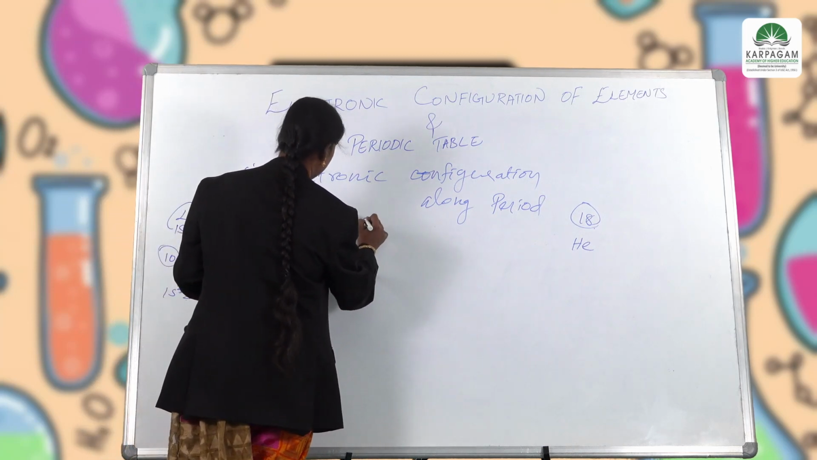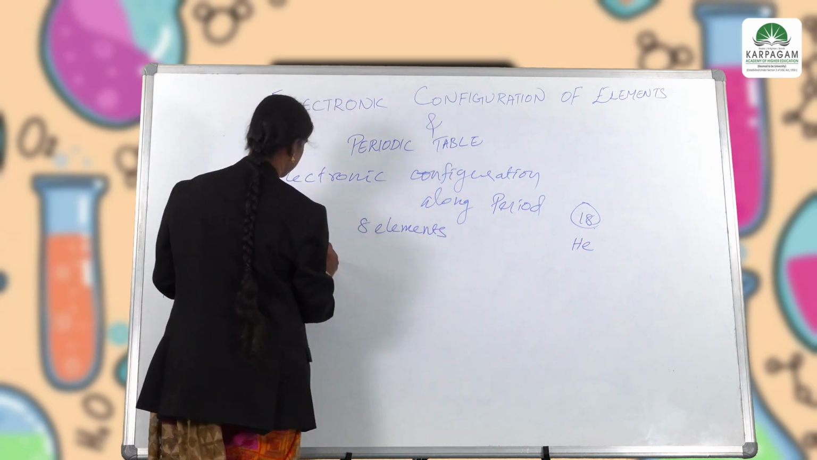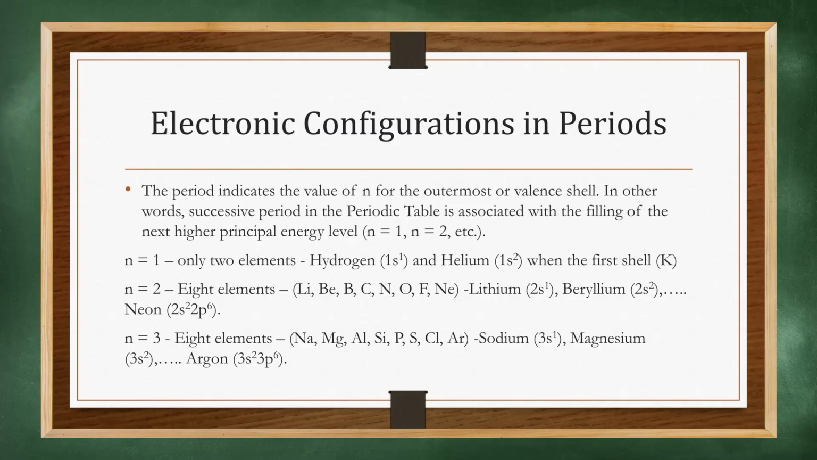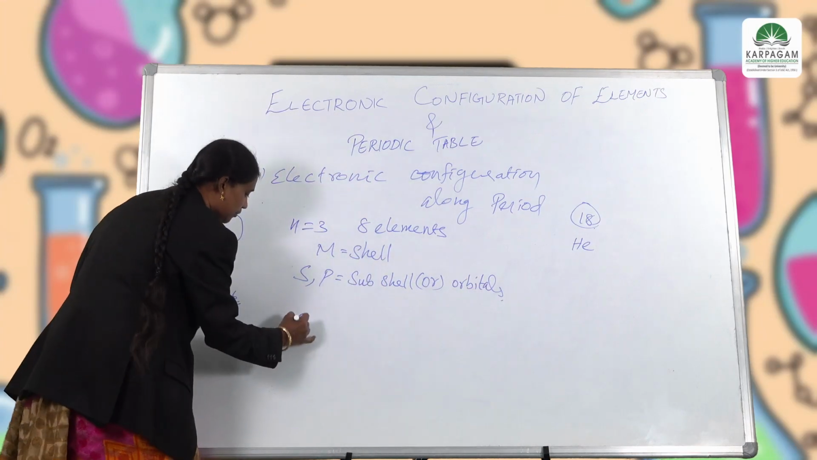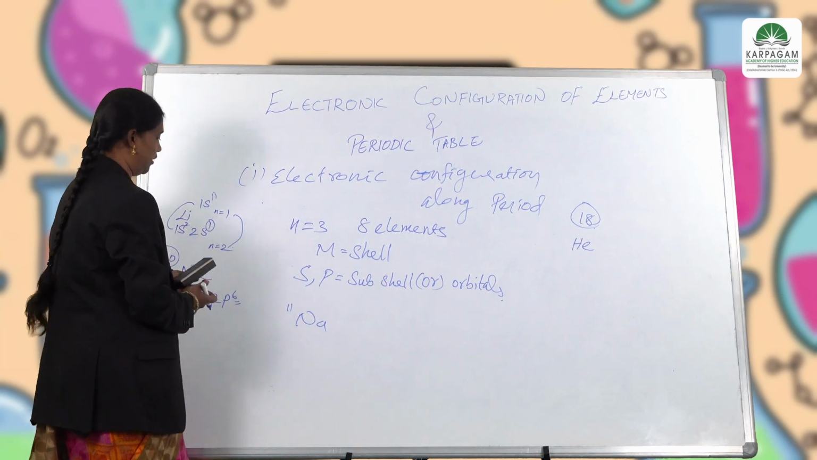N3 also has 8 elements. So it represents the M shell, the M main shell, and the subshells are s and p orbitals. Here the starting element is sodium, whose atomic number is 11.